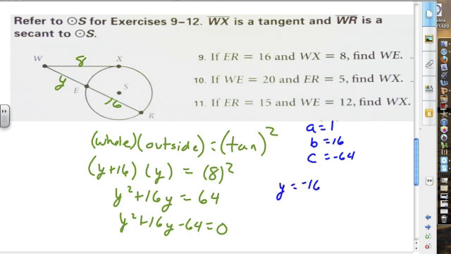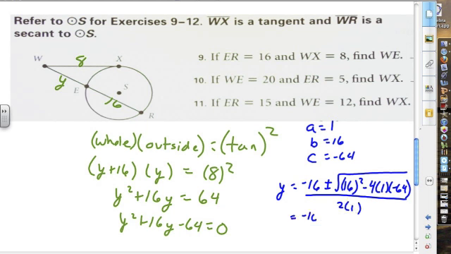So that means my y has to be a negative 16 plus or minus the square root of 16 squared minus 4 times 1 times a negative 64. Now the interesting thing here, I've got this minus 4 times 1 times a negative 64. I've got two negatives there. That's going to actually end up becoming bigger. And all that has to be divided by 2 times 1. So that tells me I've got a negative 16 plus or minus, let's see, over 2, the square root. Let's see what we get. 16 squared is 256.